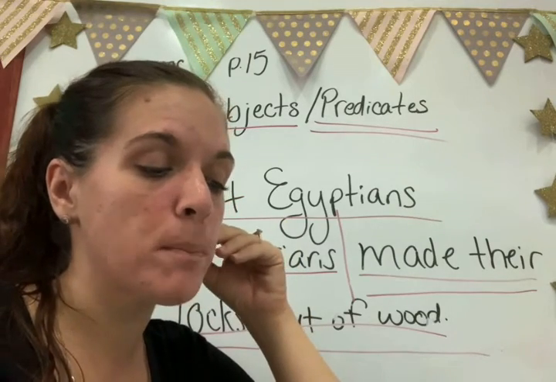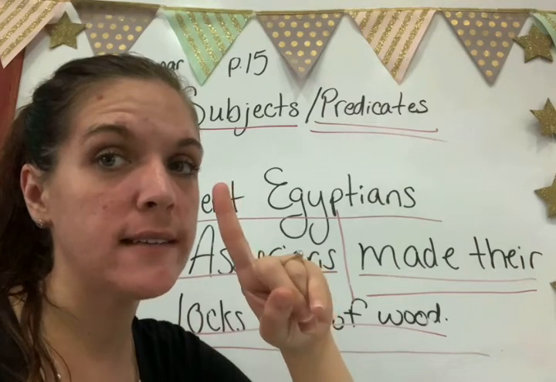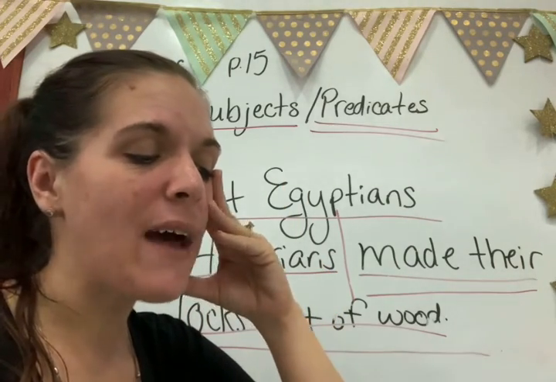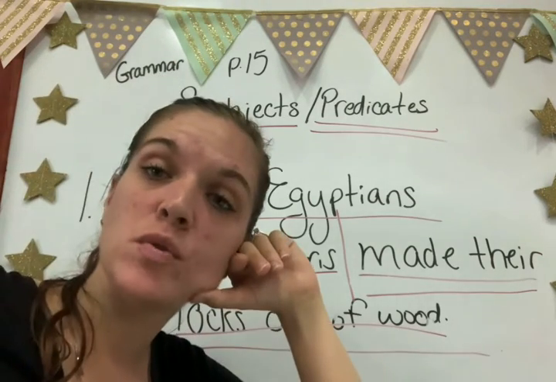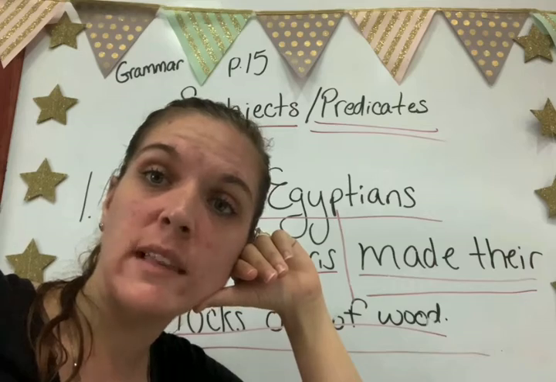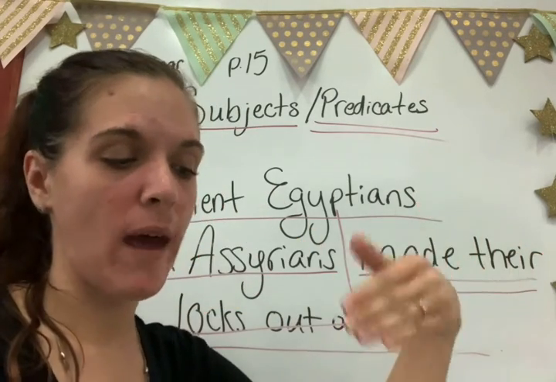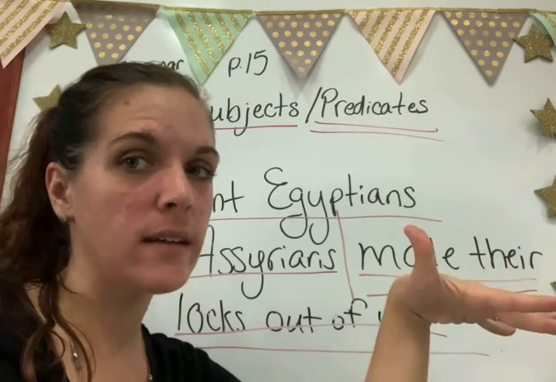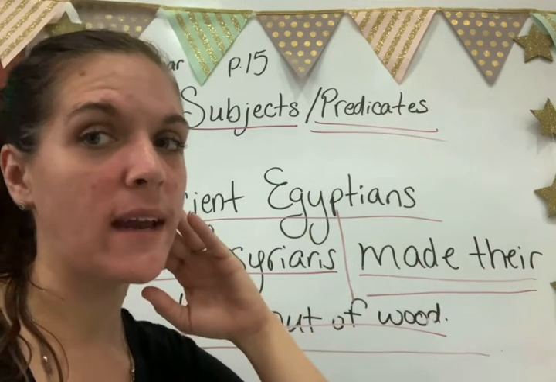Write each pair of choppy sentences as one good sentence. What does that mean? Look at number one. Number one says, graphite is used to make pencil lead. Clay is used to make pencil lead. Do you really have to say that? Graphite is used to make pencil lead. Clay is used to make pencil lead. How could you say that better in one sentence? Go ahead and write it down.